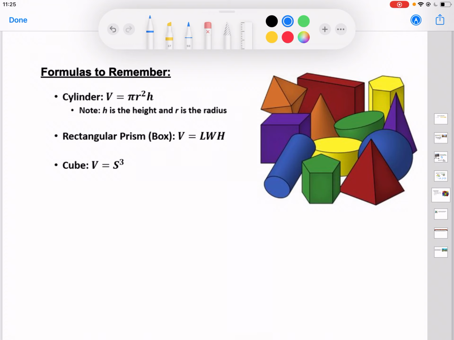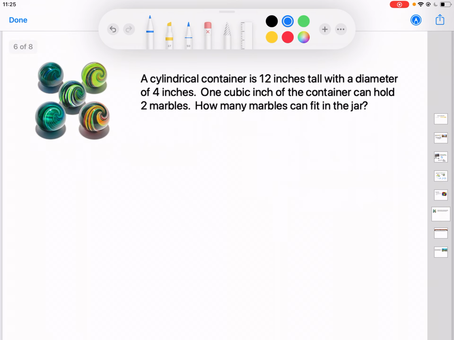I'm just going to briefly show this. These are just some formulas to remember because we're about to get into our last three problems which use some of these formulas. So they're just different volume formulas.